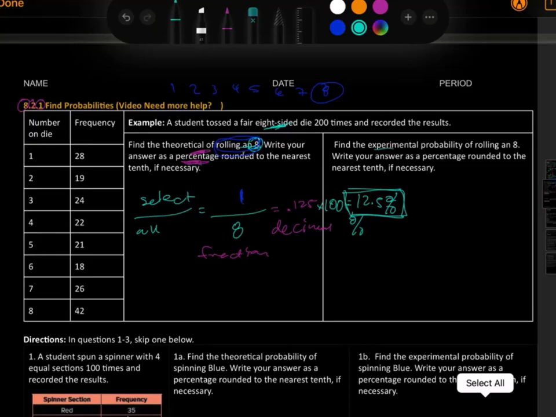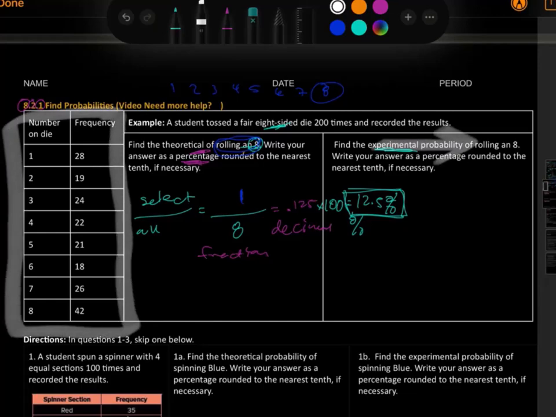Okay, now this is the actual, so this here is based off of these numbers. Okay, and do that to the nearest tenth. Okay, so we have to add all of those numbers up. So let me add up all of those numbers. 28 plus 19 plus 24 plus 22 plus 21 plus 18 plus 26 plus 42 gives me 200.